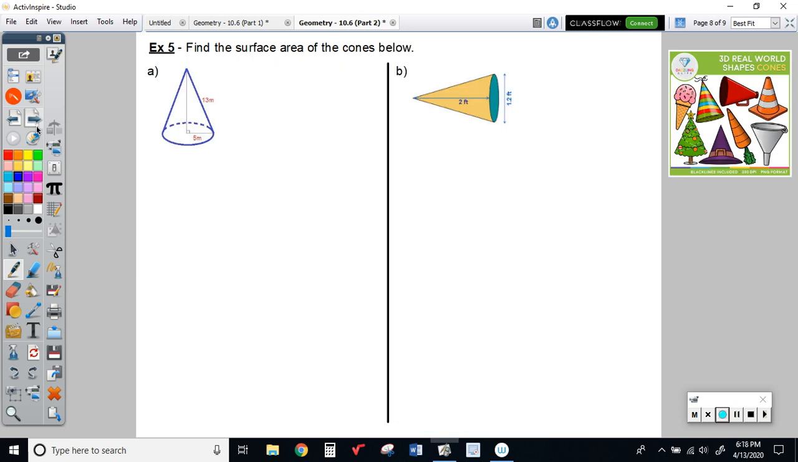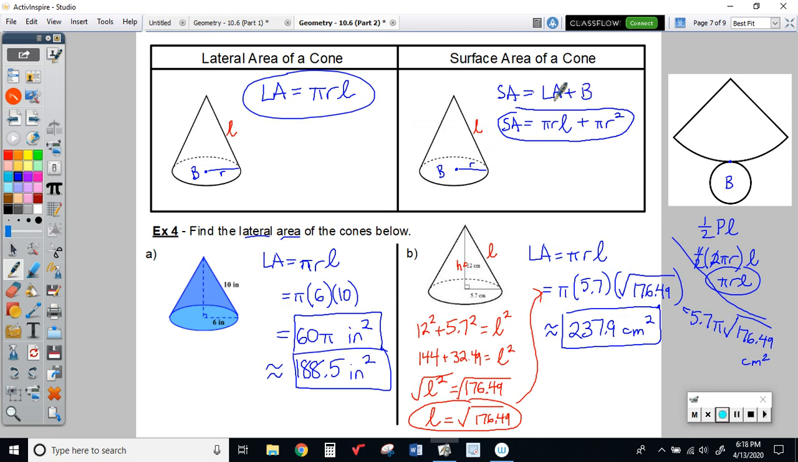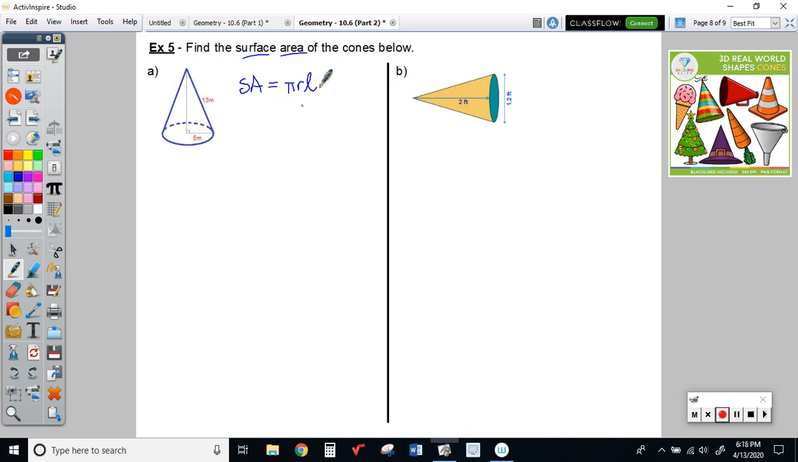I think we've got a couple more problems here. All right, a couple more examples split into two different parts. So surface area of the cones now. Now we're looking for surface area. We're going to include the base, include the pi r squared part, include the area of the circle at the bottom. So I'm going to go straight to the more specific formula. It's lateral area, which is pi r L, plus the base, which is pi r squared.